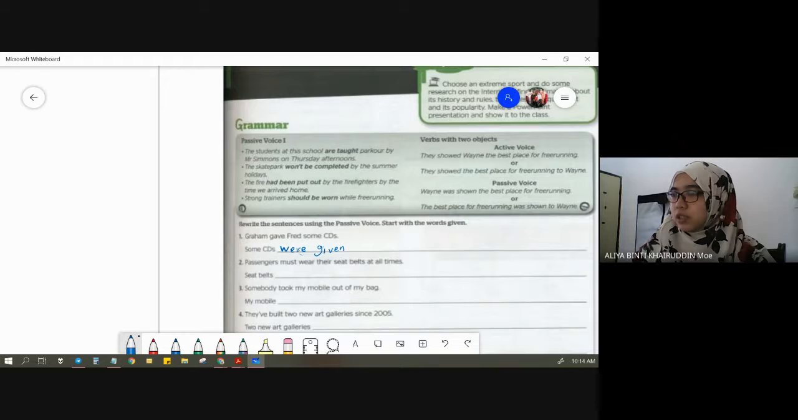So the object is Graham gave Fred. So some CDs were given to Fred by Graham. Okay, so you see the verb here, gave. That means it should be in past tense. So write the verb to be in past tense. Some CDs were given to Fred by Graham. Or even if you did not put Graham, just end the sentence up until Fred. That is also correct and acceptable.